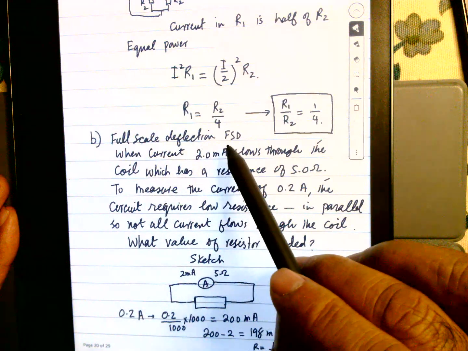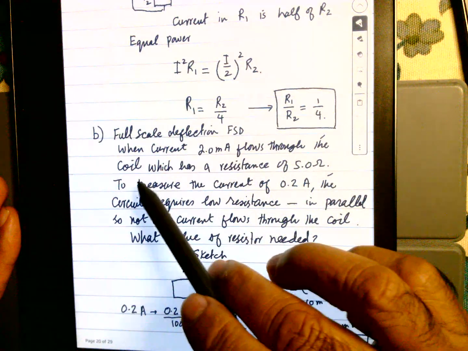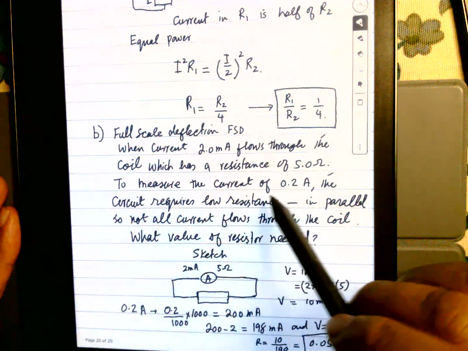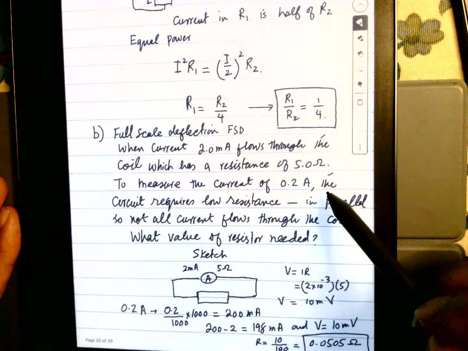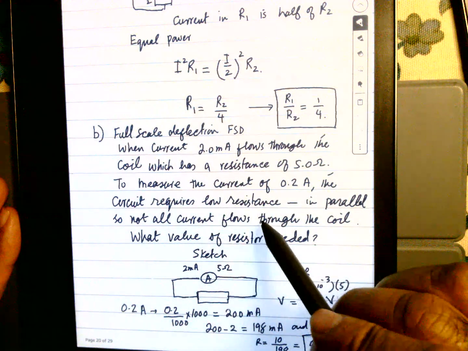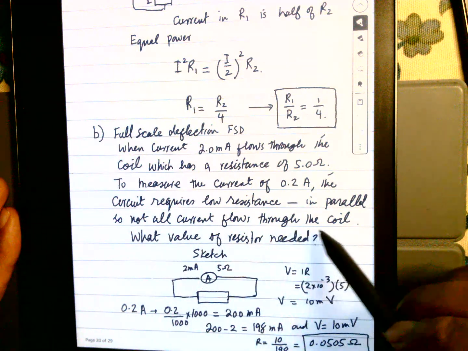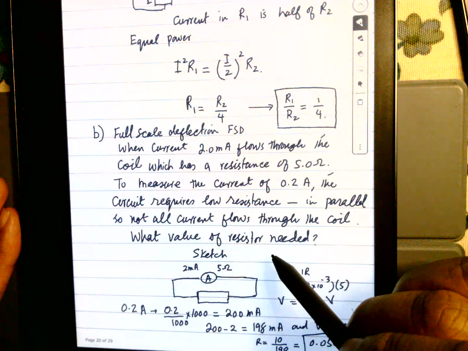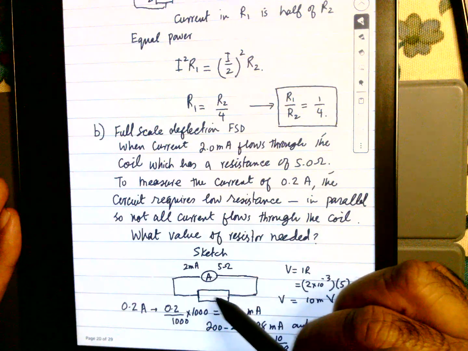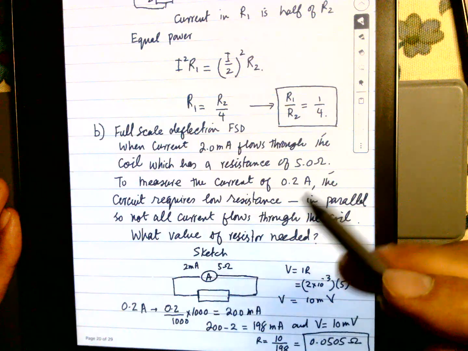Full scale deflection, FSD, occurs when a current of 2 milliamp flows through the coil, which has a resistance of 5 ohm. To measure a current of 0.2 ampere, the circuit requires a low resistance in parallel, so not all the current flows through the coil. What value of the resistor is needed? So this is the ammeter, and this is the resistor. This is the point. 2 milliamp is flowing in a 5 ohm coil.